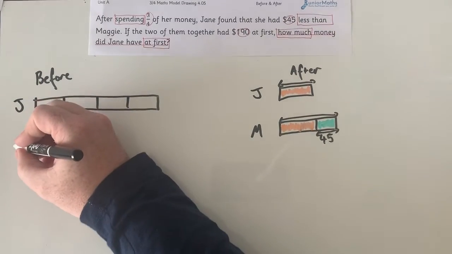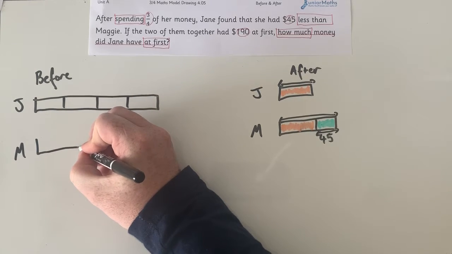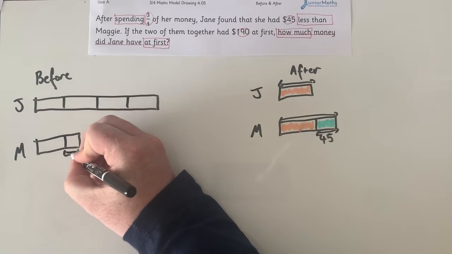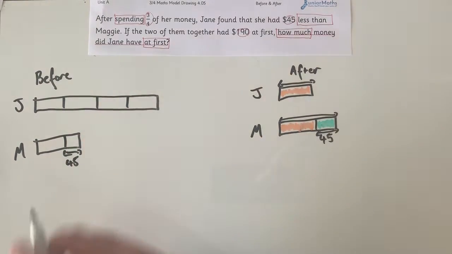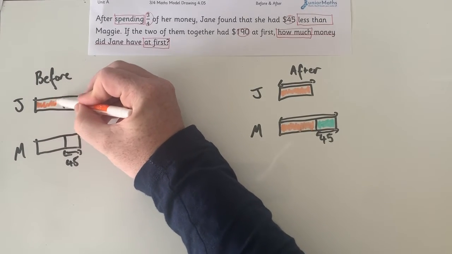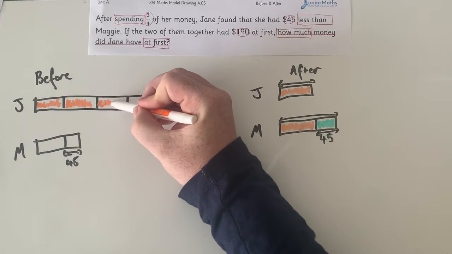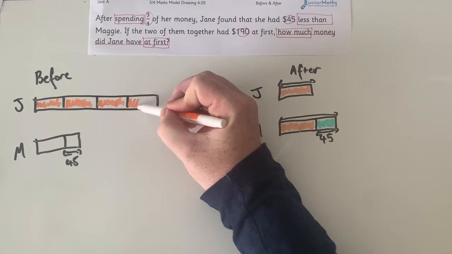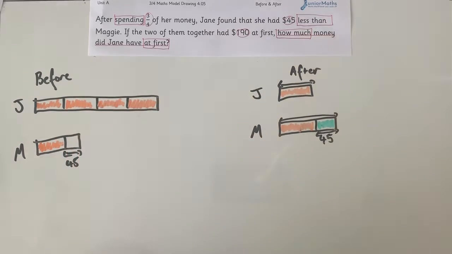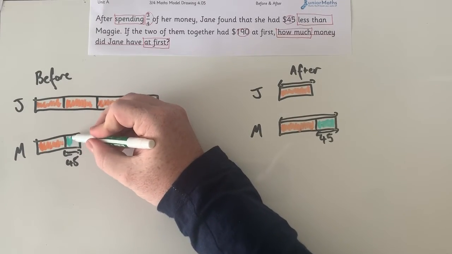And then for Maggie, I just draw the same thing, an extra amount to represent the $45. And once again, I'll colour it in just to make it clear to see. These equal parts have not changed in size. You can do a better job of colouring in, I guess. And this equal part has not changed in size.